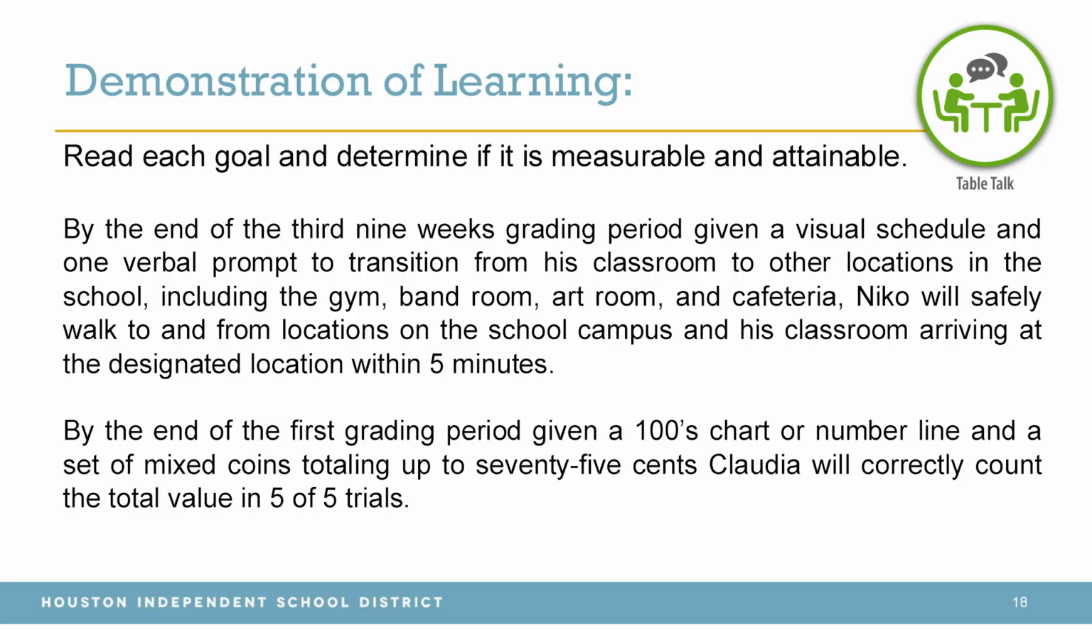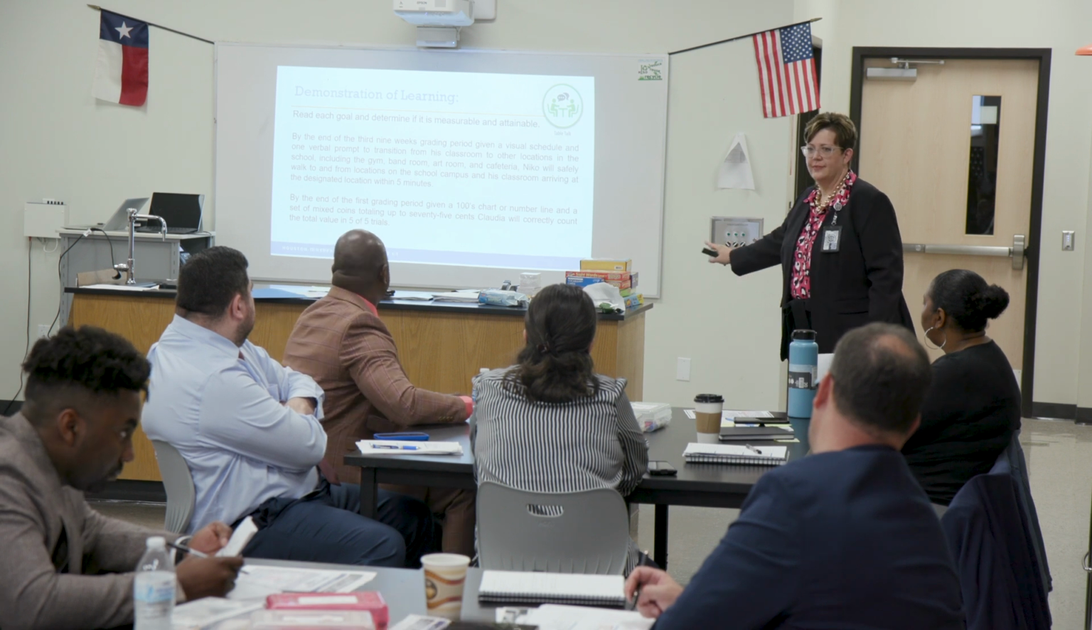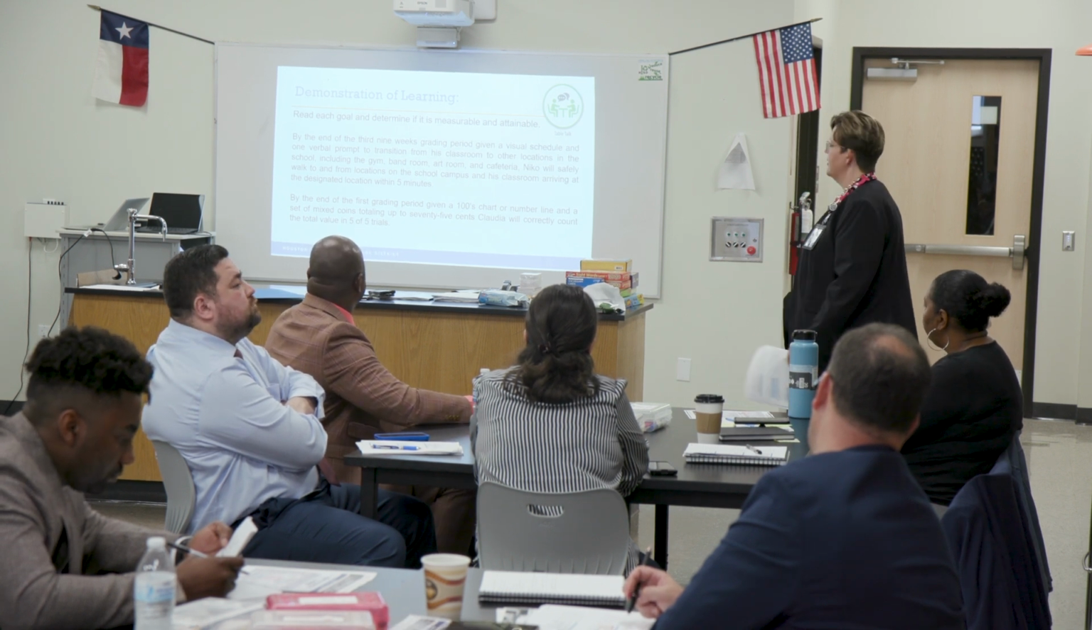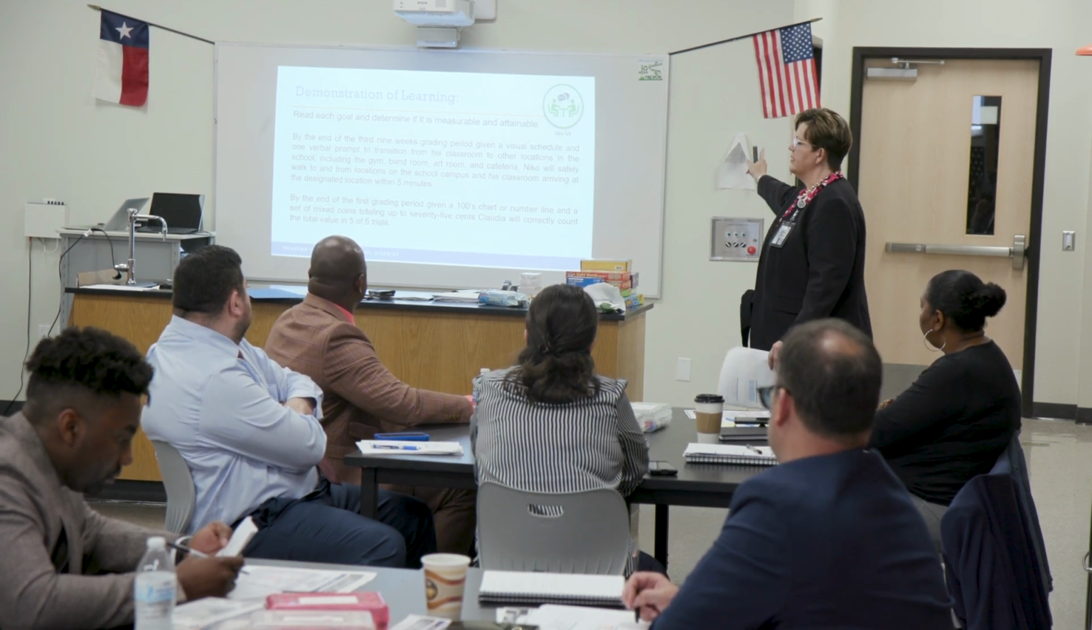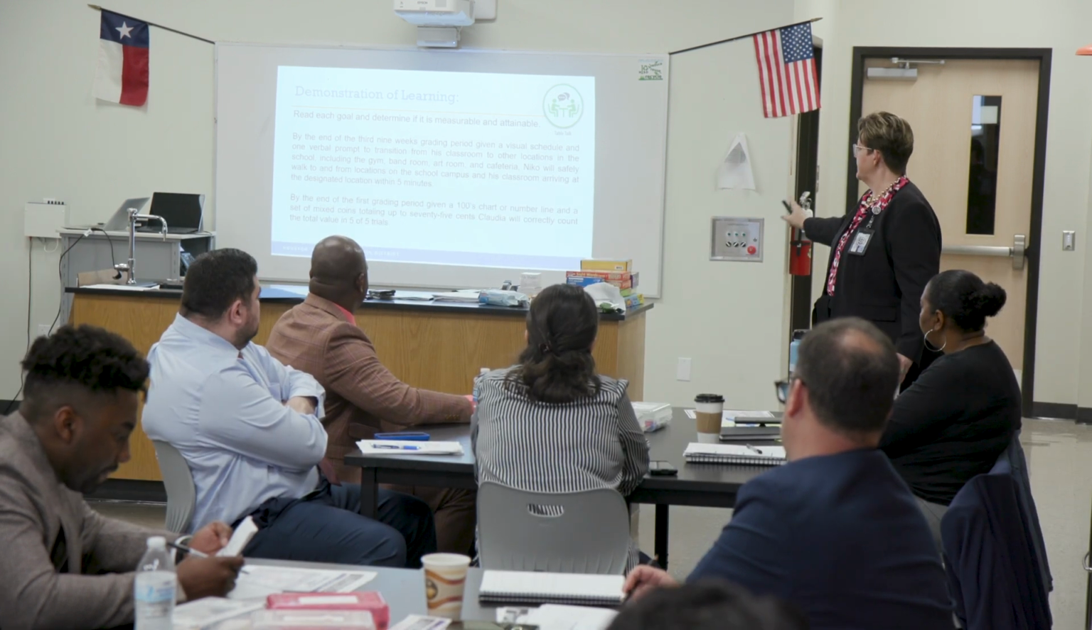By the end of the third 9 weeks grading period, given a visual schedule and 1 verbal prompt to transition from his classroom to other locations in the school, including the gym, band room, art room, and cafeteria, Nico will safely walk to and from locations on the second school campus and his classroom, arriving at the designated location within 5 minutes. All right, is it measurable? Yes, okay. Is it attainable? Do we think by the end of the third 9 weeks we could get a student there? Right? All right, let's flip to the second one.